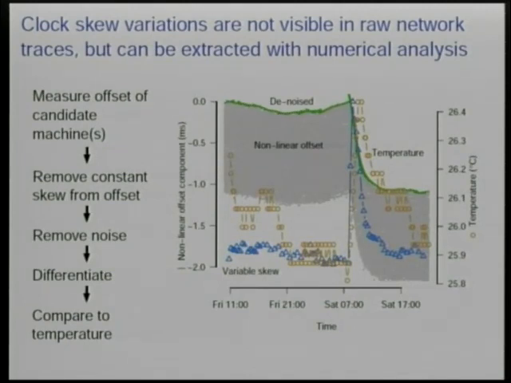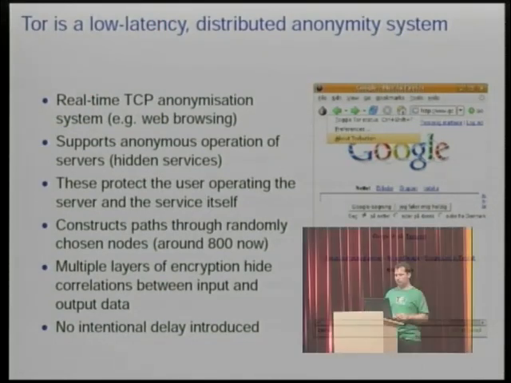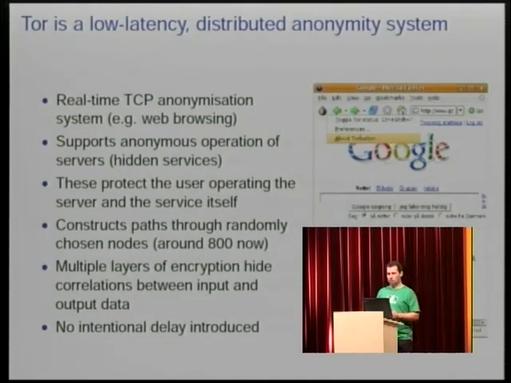But how can this be used for more security purposes? Tor is an anonymity network. If you want to browse websites anonymously, then this is a reasonable way to do it. It works by going through a random selection of volunteer nodes. When you want to go to a web server, you first of all look up all the Tor servers. There's around about 800. I think there's one running in this Congress right now, I hope. And pick three of these at random, and then send your traffic through it.